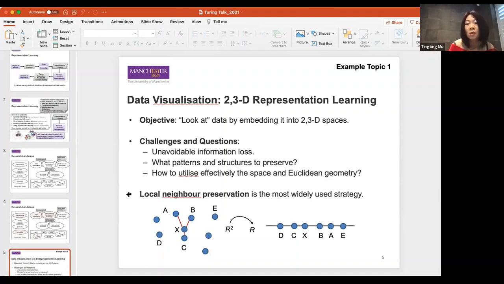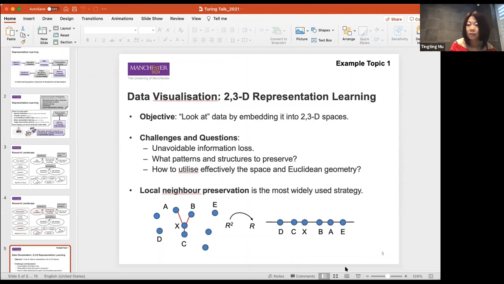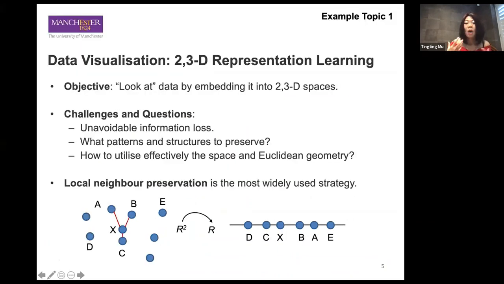When you cannot preserve all the information contained in your data, you have to make a choice. So the question is, what patterns or data structures do you need to preserve, and also how do you utilize the Euclidean geometry in the representation space to communicate the selected data patterns and structures?